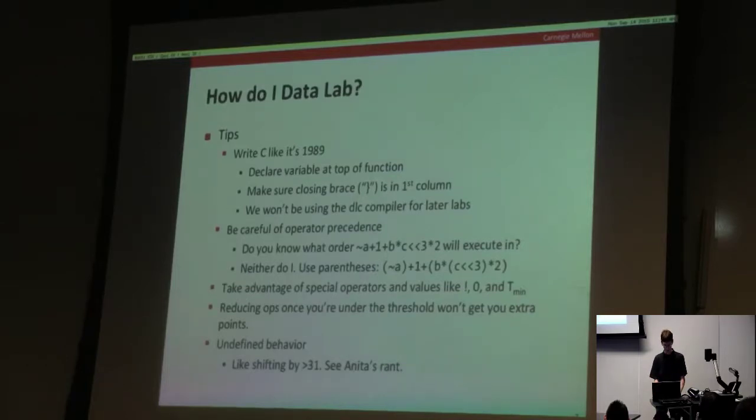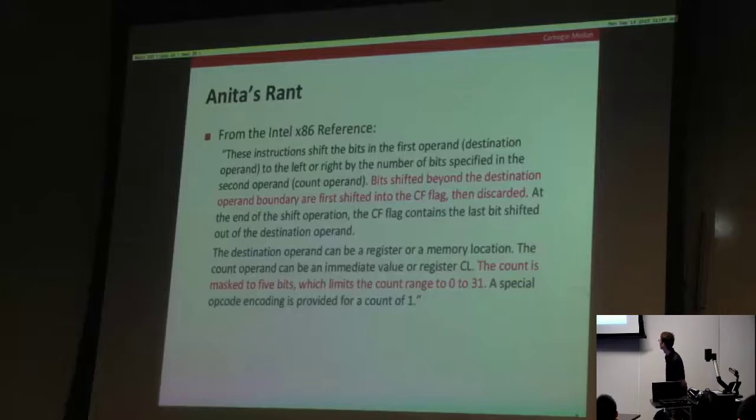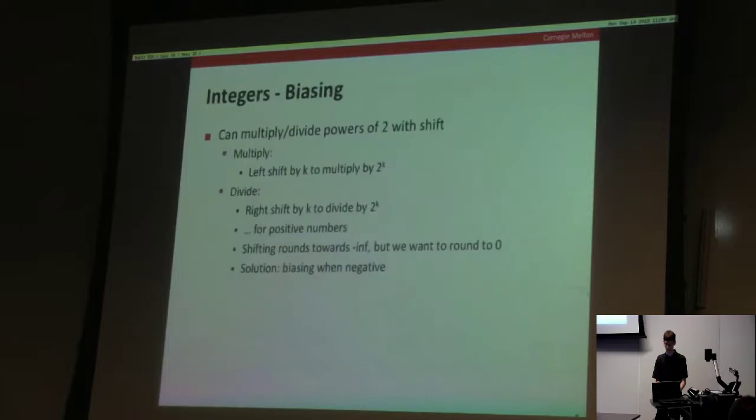Also, you should worry about undefined behavior. Bit shifting by greater than 31 bits or by a negative number of bits is undefined. Here's a little bit of an excerpt from the x86 reference about what shifting by more than 31 does. It just takes those extra bits and puts them into a flag, and whichever one happens to be the last one that got thrown away just ends up in the flag in the end. And then your program will execute differently if that flag is used somewhere later along the line. So you should make sure you don't do stuff that's undefined. And there are some assumptions that you can make. In bits.c, it tells you about some assumptions you can make about the behavior.